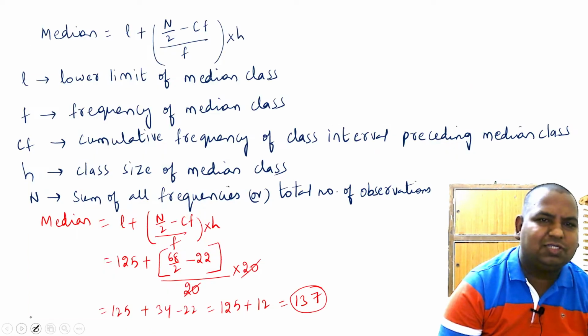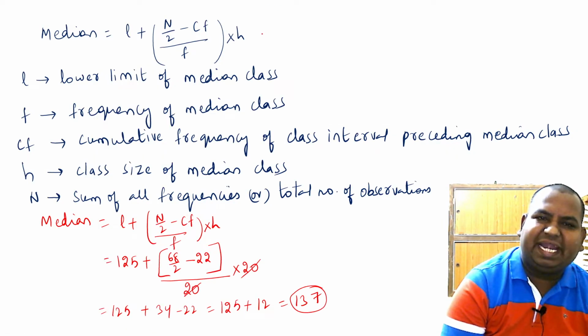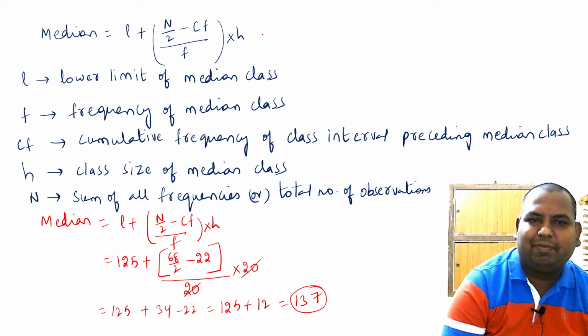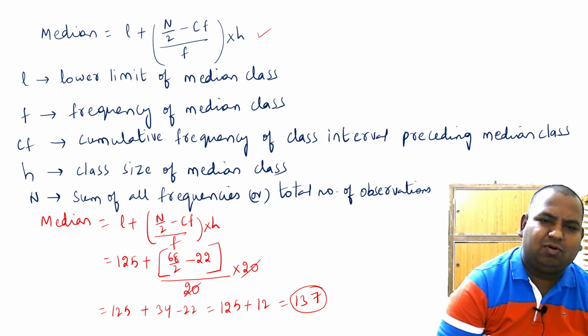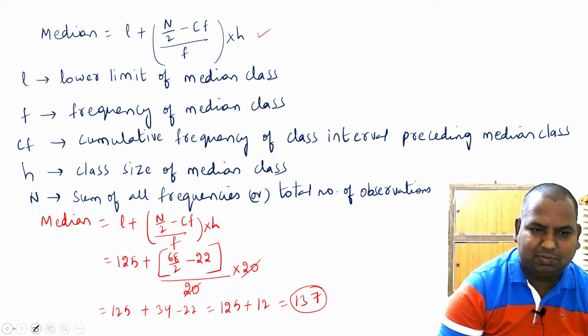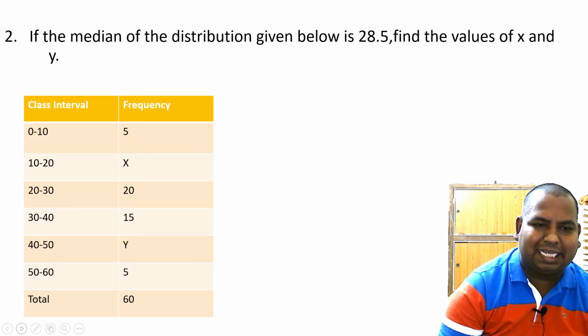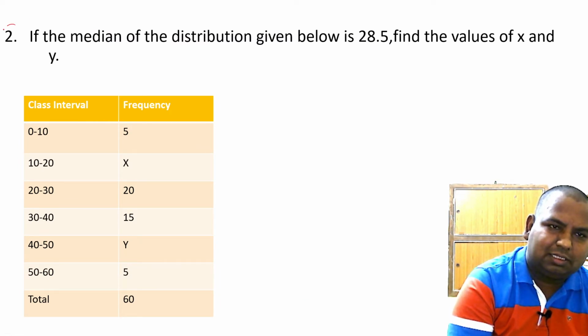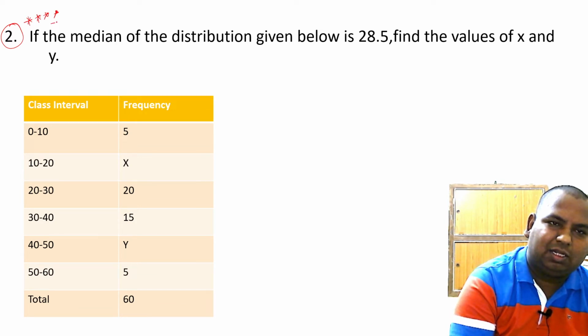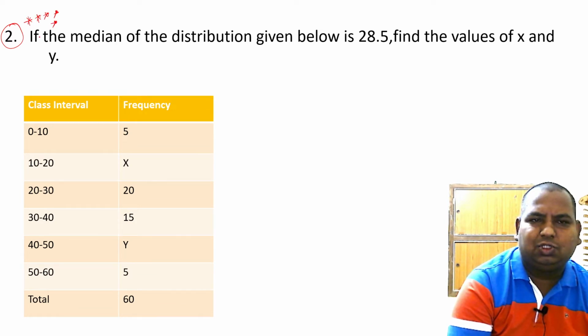So I want you to learn this formula. Median is equal to L plus n by 2 minus Cf by f into h. We'll gain perfection over the concept if we solve a few more problems. So here goes the second model. This model is very important. It is a 5-star model. Definitely you should learn this model.